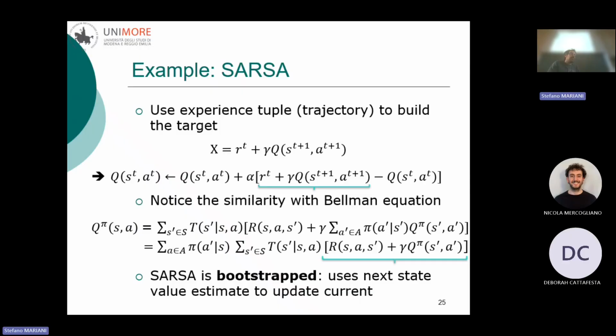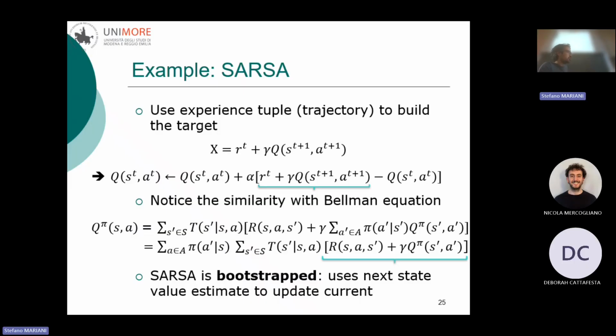This is again just terminology, so if you read a paper you know what it's talking about. SARSA is said to be bootstrapped. It is like getting up by pulling your own boots, okay? So to estimate the value of the current state or the current state action, you use the next one. Obviously, you can do this only retrospectively. Okay, we don't know the state transition function.